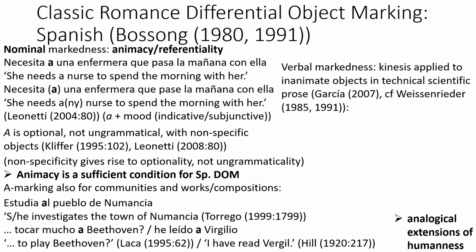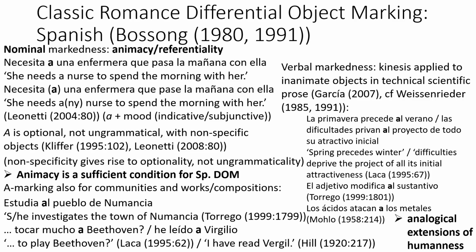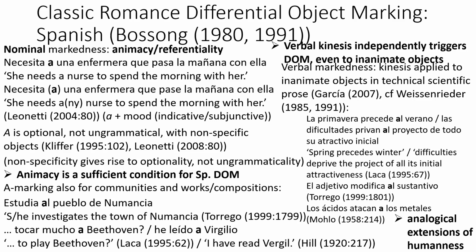We have many examples of inanimate objects being marked by a in technical scientific prose. And so the idea is that this is not poetry. This is not personification. This is formal scientific prose. So for example, la primavera precede al verano. Las dificultades privan al proyecto. Modifica al sustantivo, etc. So in these examples, kinesis, where agentivity and effectiveness seem to condition the use of a. So this applies even to inanimate nouns of highly affected verbs.